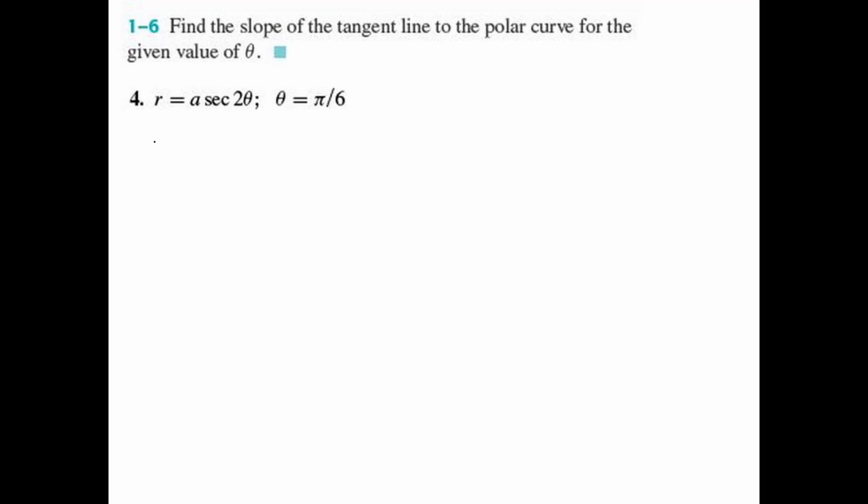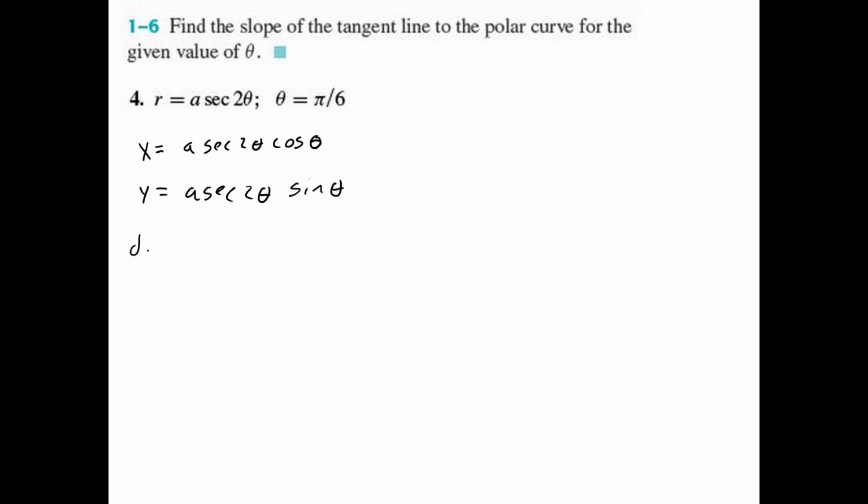So again, x is equal to r cosine theta, a secant 2 theta cosine theta. Be careful, the secant and the cosine do not multiply together to make 1 unless they have the same angle. These do not. One's 2 theta, the other one's theta. Y is equal to r, a secant of 2 theta sine theta.